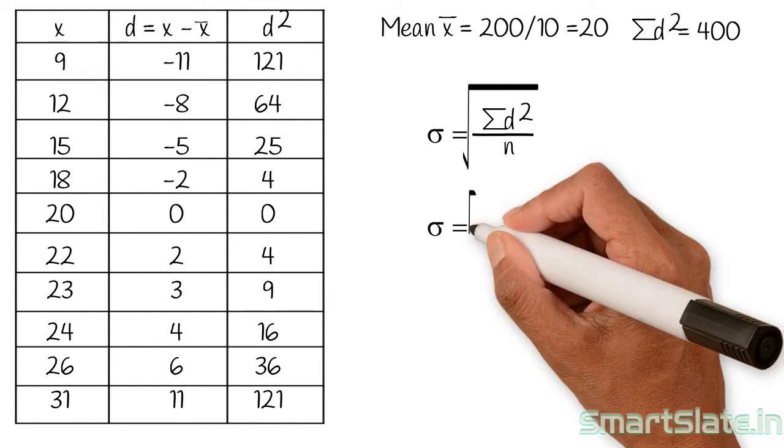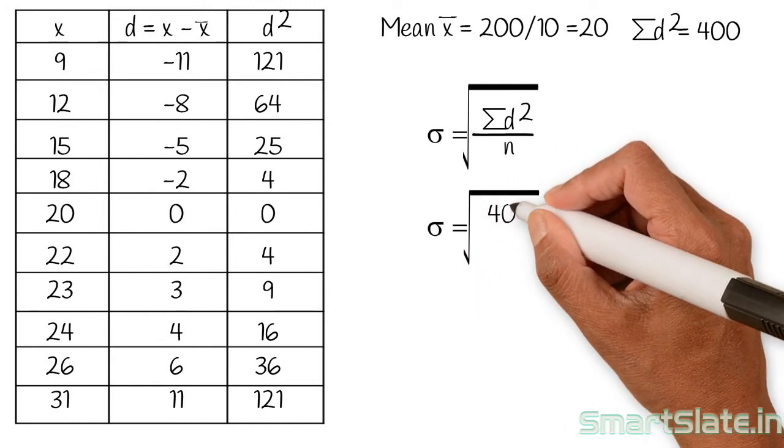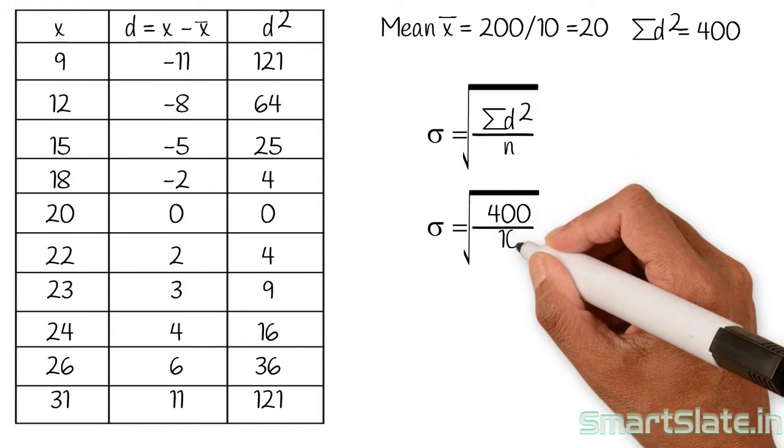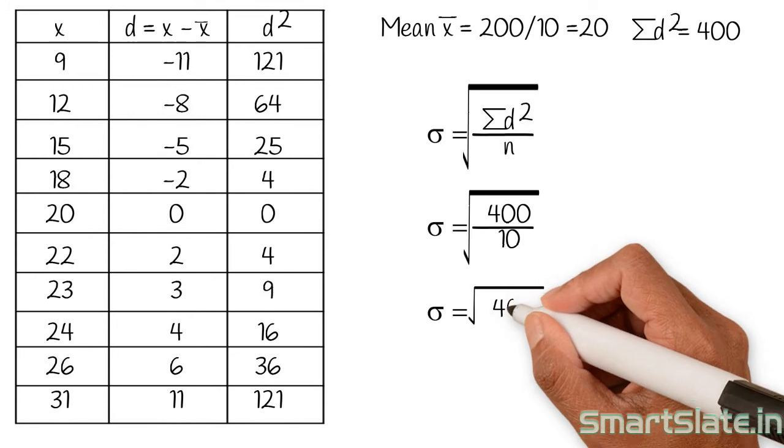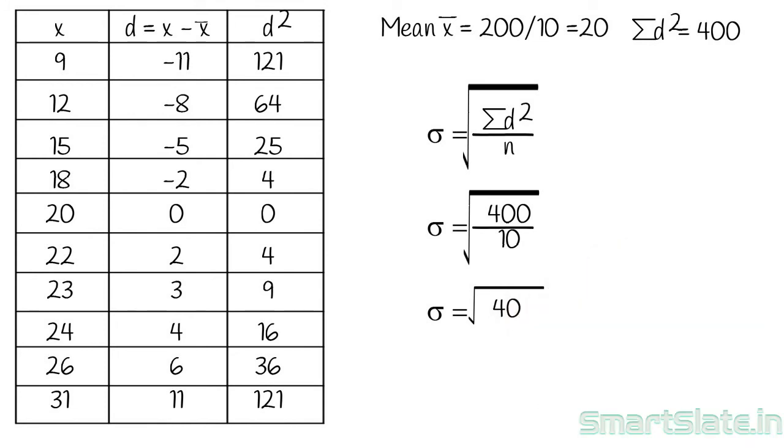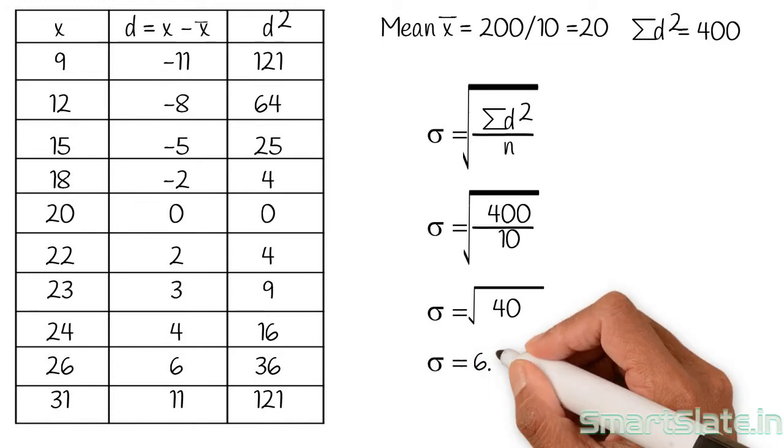Substitute the values. Sigma is equal to square root of 400 by 10. 400 by 10 is 40, and hence it is square root of 40. Square root of 40 is 6.32. So, the value of standard deviation of the given data is 6.32.